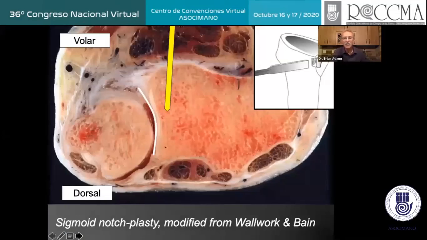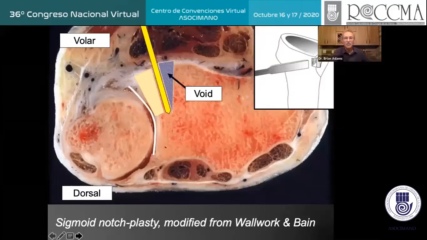I like to use a modification that Walwork and Bain described, usually on the volar side. He performs an osteoplasty, as it's called, of the sigmoid notch. It's simply putting an osteotome in through a small area and then levering that to recreate a better rim, and then a graft is placed behind that. It really changes it, and this has dramatically changed the stability for some patients.